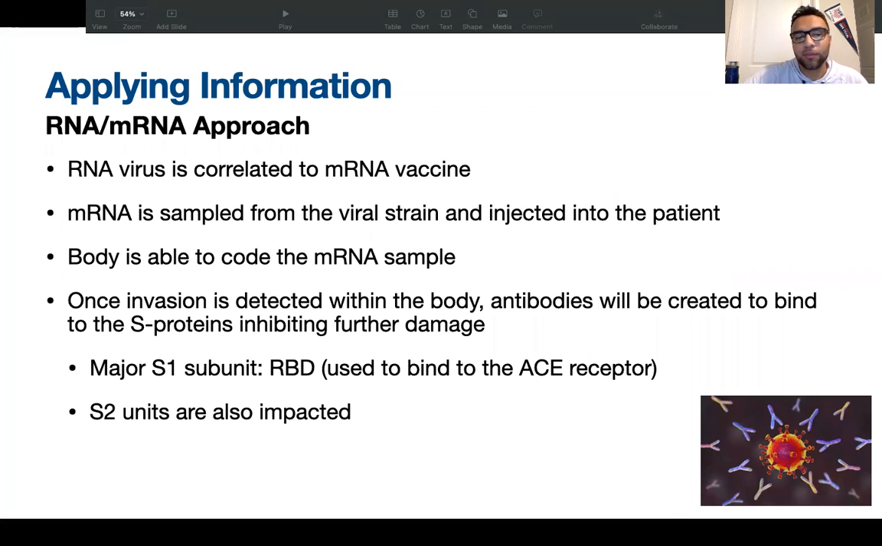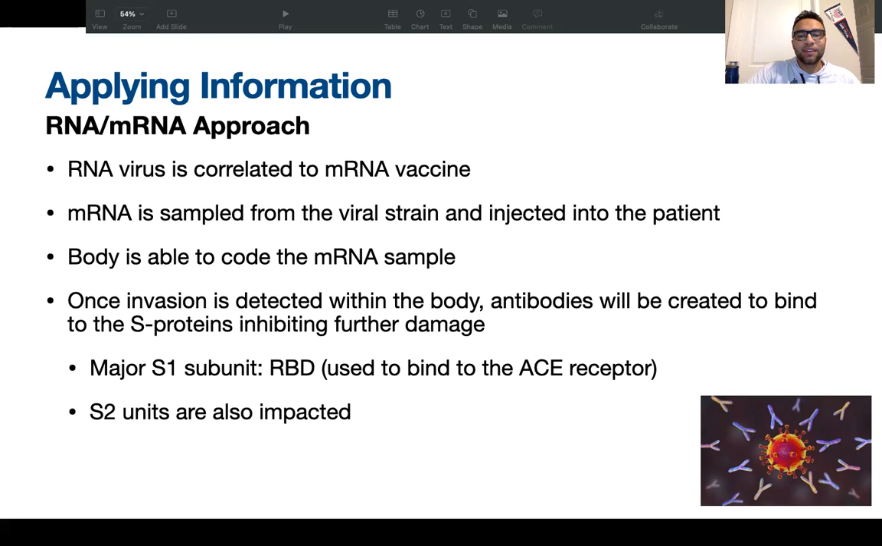Okay, so let's apply this information. There are two main approaches when developing a vaccine. You have the basic RNA/mRNA approach, which, of course, an RNA virus is going to be correlated to an mRNA vaccine. This is done by having the mRNA sampled from the viral strain. So it's actually sampled from the coronavirus and then injected into the patient. Now, this may sound scary, but this is not going to create any issues theoretically. The mRNA is the coding for the S protein of the coronavirus.